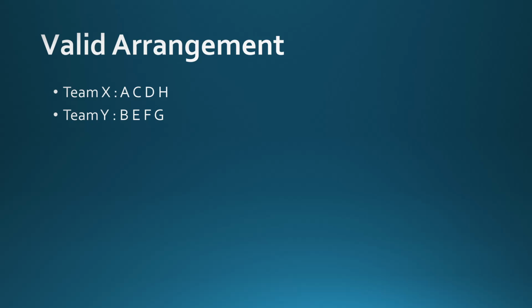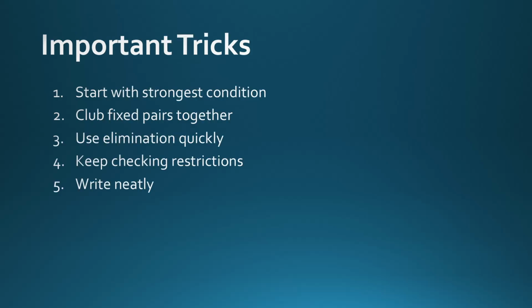Now let's check the conditions. C and D together, yes. F and G together, yes, in team Y. E not in team X, correct. E is in team Y. A and B separated. A is in team X and B is in team Y. So all the conditions are fulfilled. So this looks like a valid arrangement. So this will be our answer.